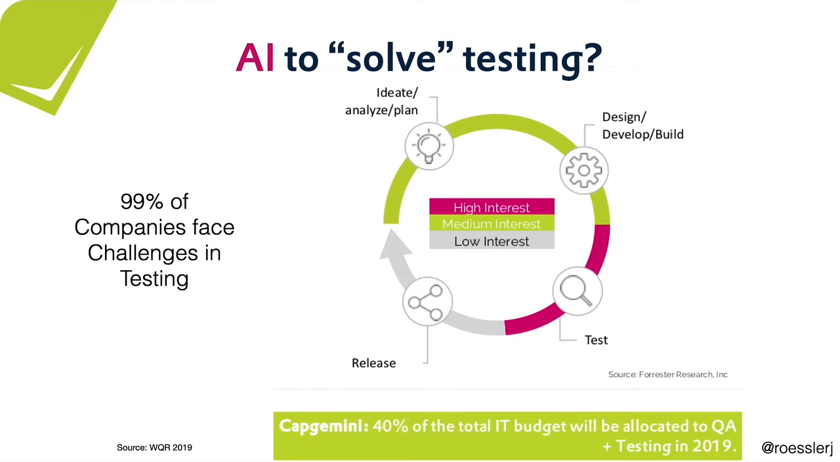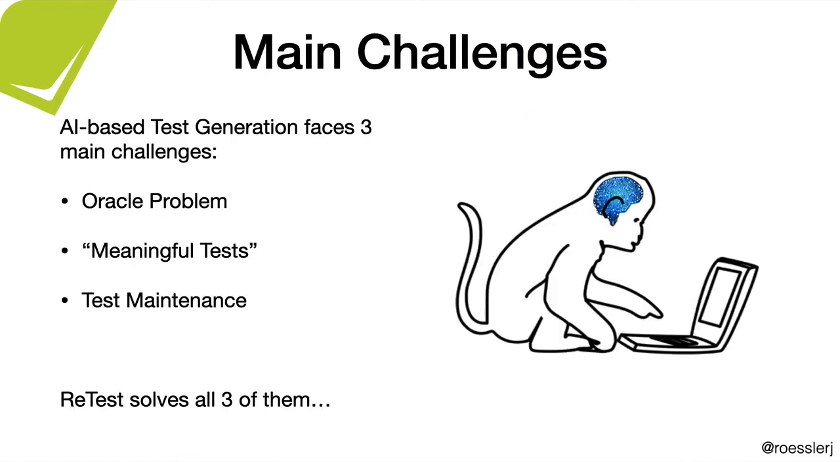Testing in general is considered the bottleneck in software development, so there's definitely a need here that needs to be addressed. However, it's not that easy. AI-based test generation faces three main challenges.